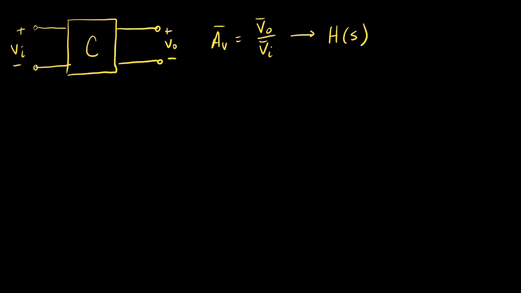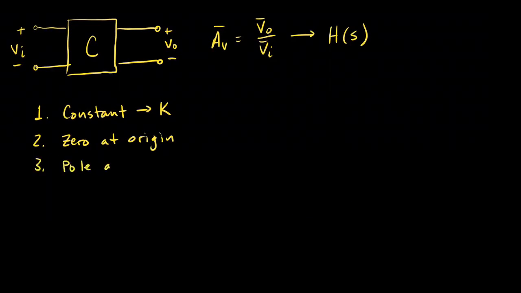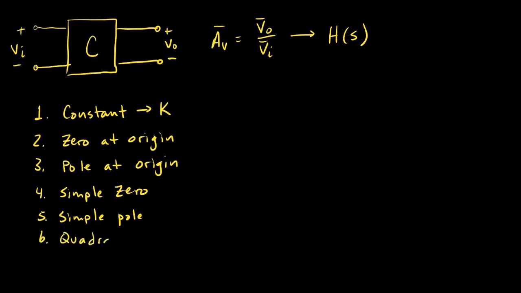If you recall, component 1 was a constant, some constant we would call K. Then 2 was a zero at the origin, and 3 was a pole at the origin. Then 4 was going to be a simple zero, 5 is a simple pole, 6 is a quadratic zero, and then we have number 7, which is the quadratic pole.